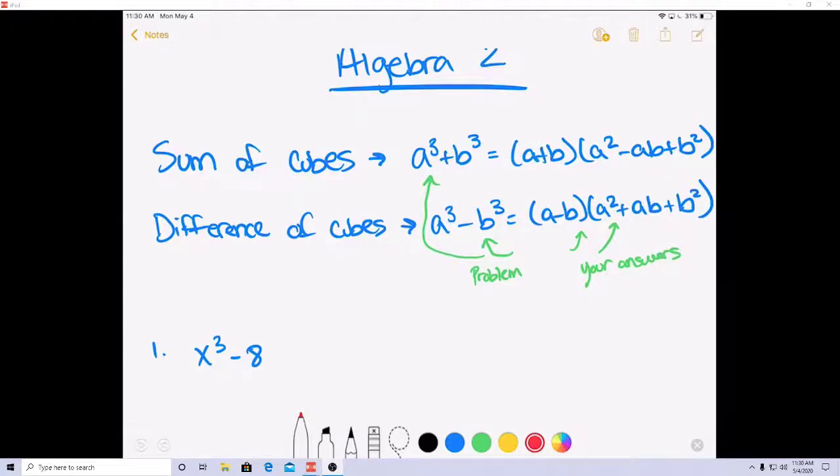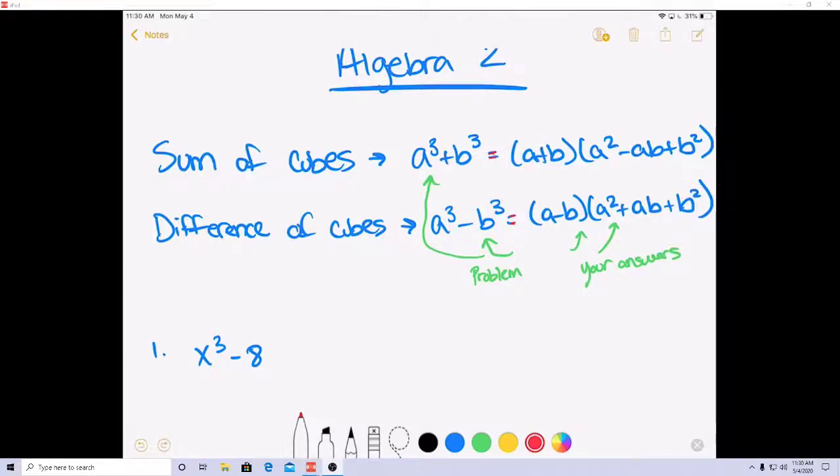All right, so again, like I said, the left side of both of these formulas here is just the problem. That's going to be your problem. Obviously, it won't be A's and B's when you actually do the problem, but we're going to find out what those A's and B's are as we're doing the problem so that we know where to put our answers, right? And our answers are over here to the right. This is how we factor them.